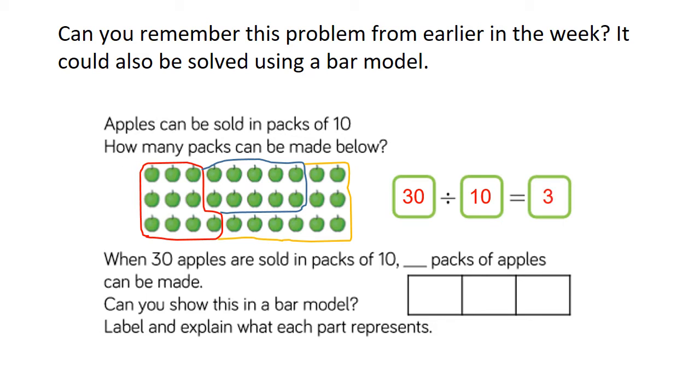Or the other way around. When 30 apples are sold in packs of 10, there are 3 packs of apples that can be made. There you go, that is your answer. You could show this in the bar model. There's a whole bar divided into 3 parts, and in each part you would put 10 apples. And then that labelling, that would be 1 pack, that would be 1 pack, that would be 1 pack, and the total would be 30. So that's the same problem shown as a bar model.